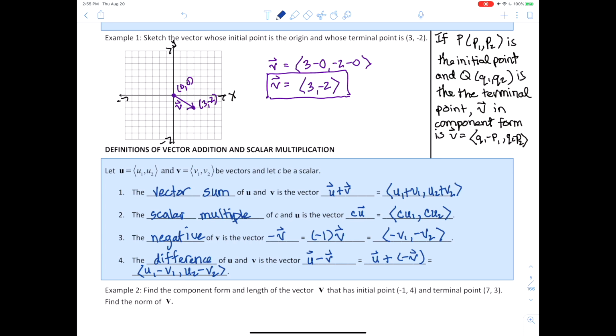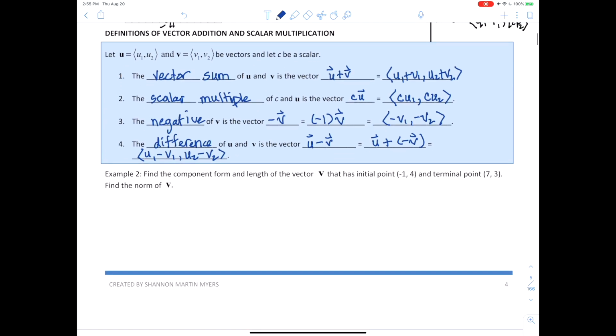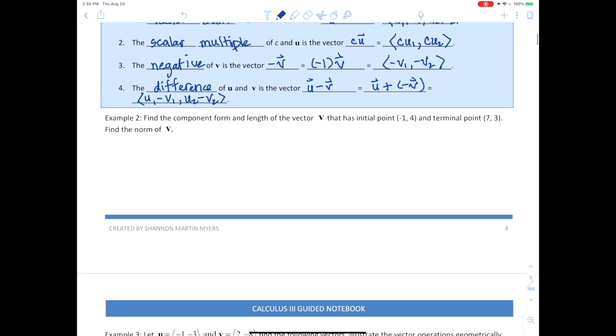Okay, so moving right along, our next example, let's find the component form and length of the vector v that has an initial point of (-1, 4) and terminal point (7, 3). And let's also find the norm or the length of v. So if you want, go ahead and pause the movie and try this one on your own. Otherwise, you can work it with me. Ready? On your mark and set, go. Give it a try. I know you can do it. Woohoo!